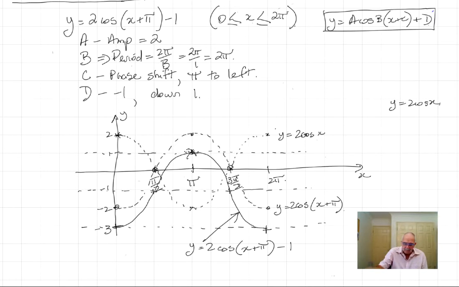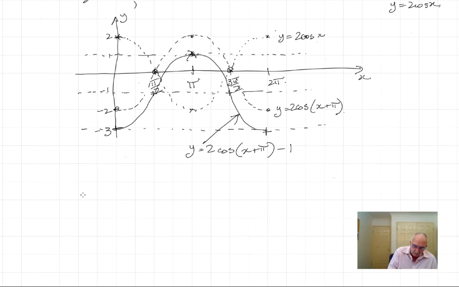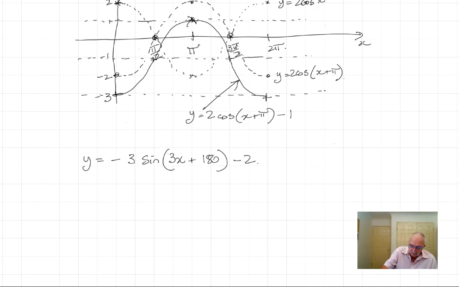There's the same sort of deal with a sine graph, but if you're asked to sketch y equals -3 sine of (3x plus, let's go back to degrees, 180) minus 2, let's have a look at what this does. I'm not going to graph it, but I'll just show you what goes on here.